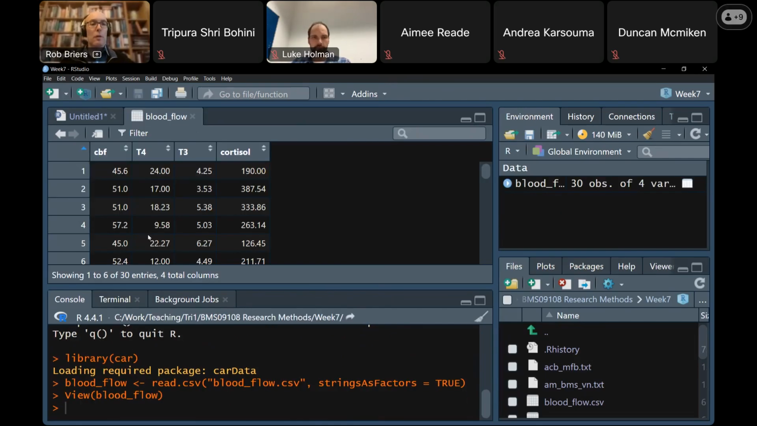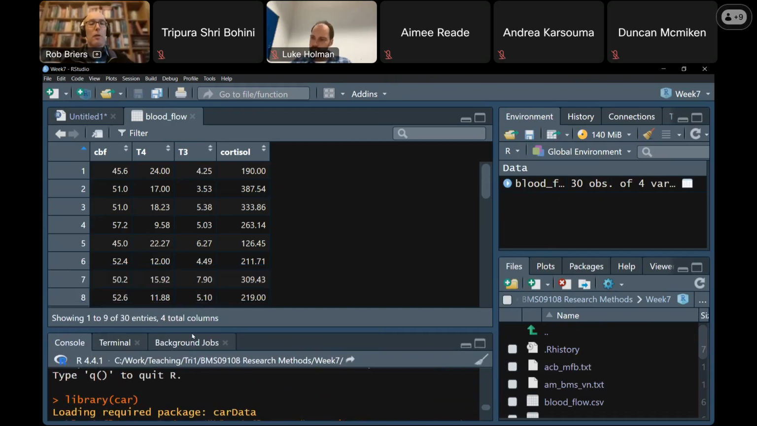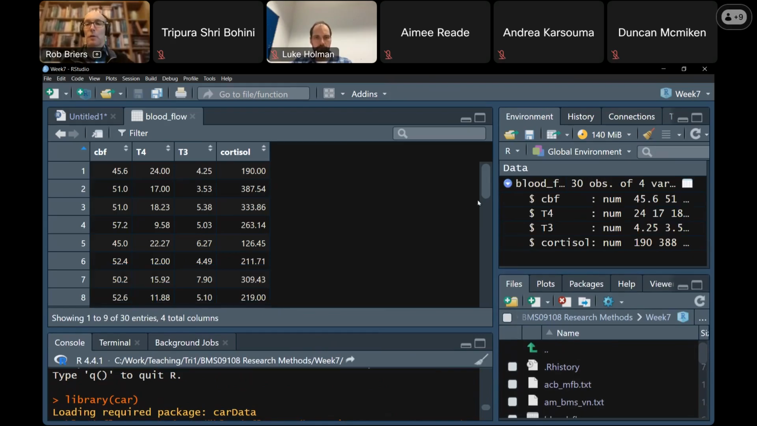Here we've got a slightly different situation to what we've looked at before, because we haven't got any categories. Here we've got all continuous variables, so if we look here, they're all numeric variables. And we've got four things here. This is our response, the cerebral blood flow measurement. And then we've got three different measures of hormones: T4, T3, and cortisol. Those are our three different things that we're going to potentially look at as predictors.